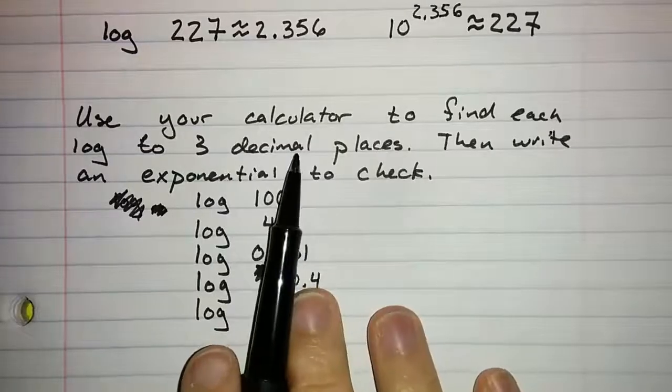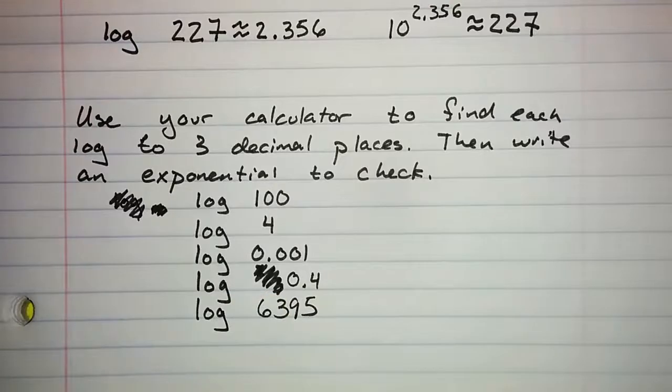Use your calculator to find each of these logs. Round to 3 decimal places if you have to. Then, write an exponential expression and punch that into your calculator to check. Pause the video and try this now.